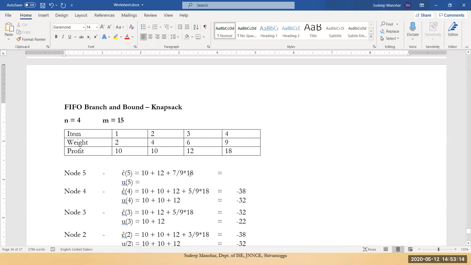What do you get for this? 9 2s are 18. 14 is 36. Minus 36 you will get. For without fraction, you have 5. Without fraction means don't consider this item number 2. 10 plus 12, that means 2 plus 6. 2 plus 6 is 8, and you cannot include the item number 4 fully. Therefore, the only items to be considered are 1 and 3. 10 plus 12 is equal to minus 22. Minus 36 minus 22.